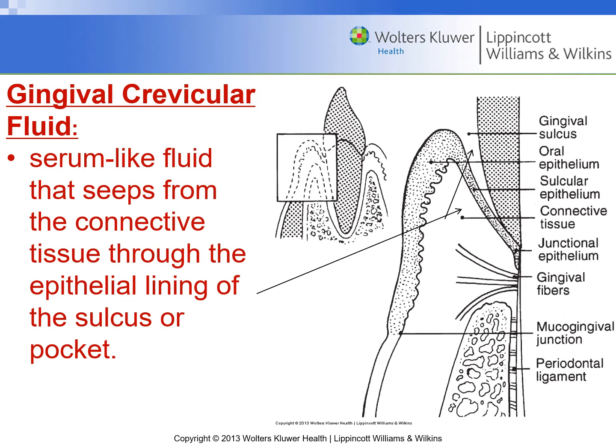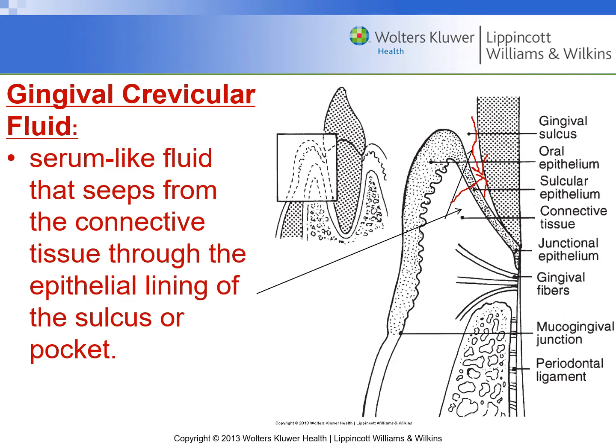So the gingival crevicular fluid. This is the fluid that's down in the pocket. So here's the sulcus in here. And the crevicular fluid or sulcular fluid is a serum-like fluid that seeps from the connective tissues. It all goes from here through the epithelial lining into the sulcus or pocket, if need be. So we call this the gingival sulcus.